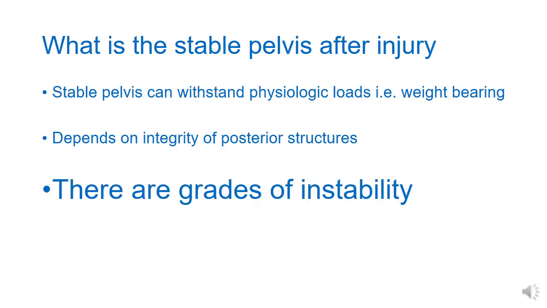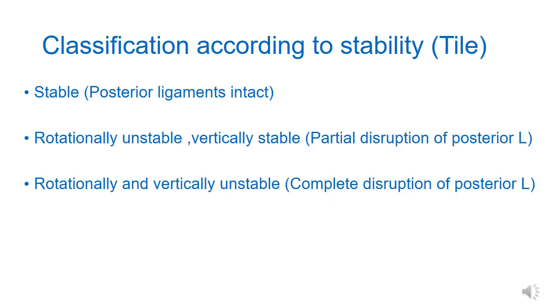So we know now the stable pelvis can withstand physiological loads, and also we have known now that it depends on the integrity of the posterior structures, but how these posterior structures are affected, this is called the stability of the pelvic ring injury. We have grades of instability: either the pelvis is completely stable, partially unstable, or completely unstable. Let us see how to assess the stability.